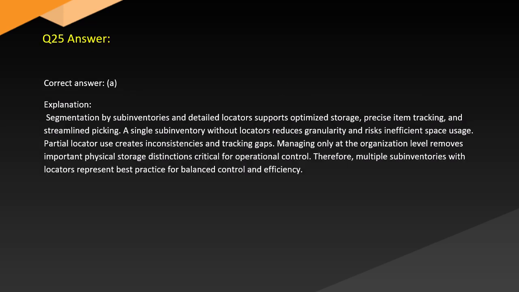Answer. Correct answer, A. Explanation. Segmentation by subinventories and detailed locators supports optimized storage, precise item tracking, and streamlined picking. A single subinventory without locators reduces granularity and risks inefficient space usage. Partial locator use creates inconsistencies and tracking gaps. Managing only at the organization level removes important physical storage distinctions critical for operational control. Therefore, multiple subinventories with locators represent best practice for balance, control, and efficiency.